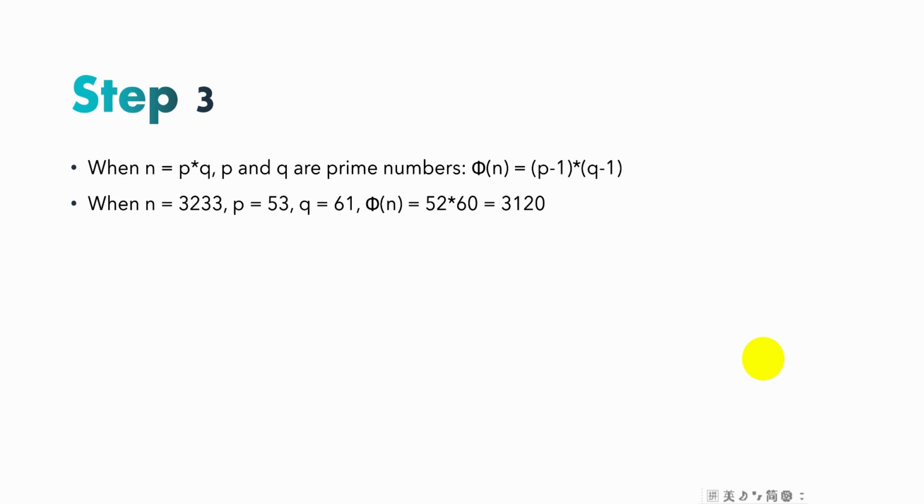The third step is finding phi n. If n is the product of P and Q, and P and Q are prime numbers, then phi n equals P minus 1 times Q minus 1. So in our example, n is 3233, P is 53, Q is 61, so phi n equals 52 times 60, which is 3120.